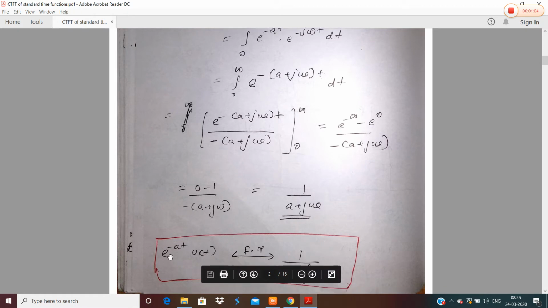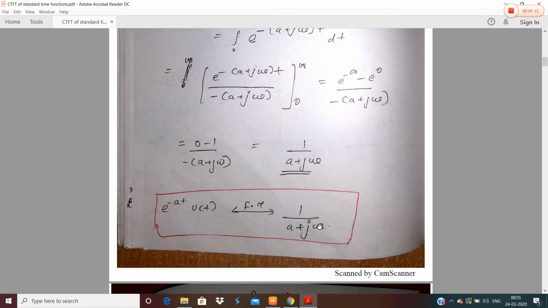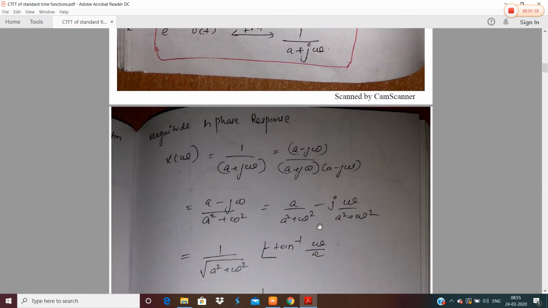Hence, we get the general form of e raised to minus at u of t as 1 by a plus j omega. This is your general form. E raised to minus at u of t, CTFT yields you 1 by a plus j omega. A can be of any value. Now, next step, we'll find out the magnitude and the phase spectrum.